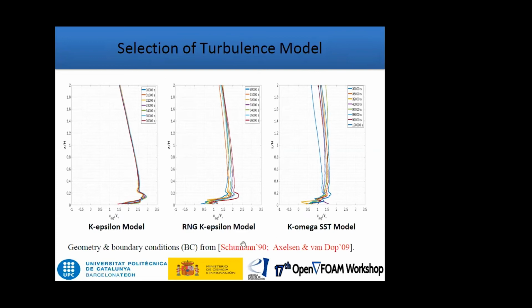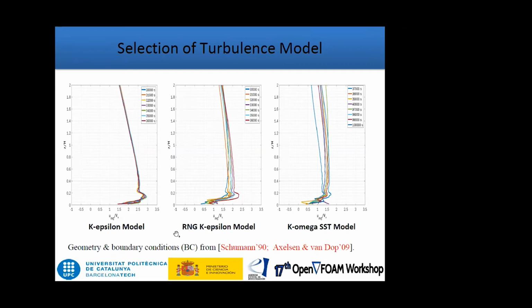Schumann has a domain with a 10-degree slope angle, and he simulated it with the LES model, which is of second order accuracy. Axelsson validated Schumann's results and showed an improvement with sixth order accuracy schemes. Now I have taken the geometry and simulated it with the RANS model, the Reynolds-averaged Navier-Stokes equations, using K epsilon, RNG K epsilon and K omega.